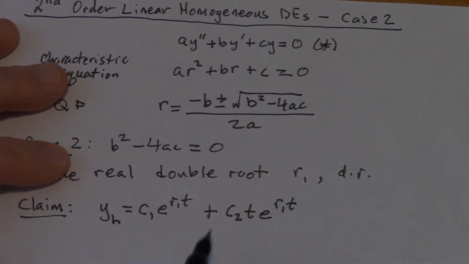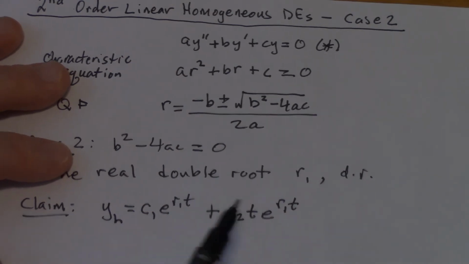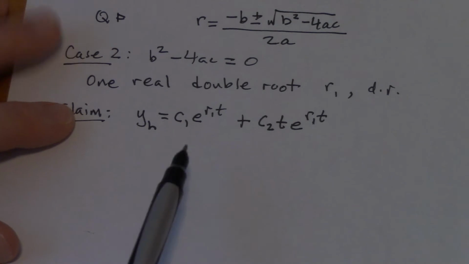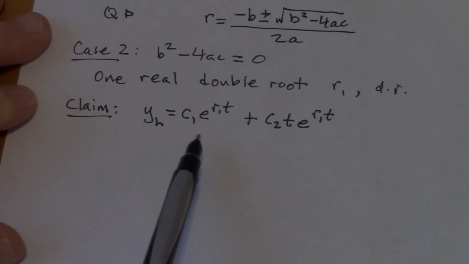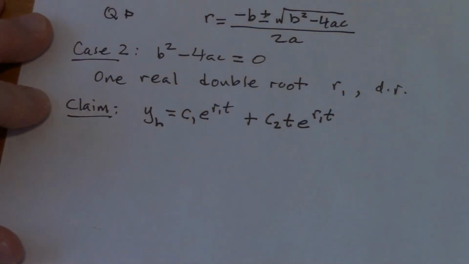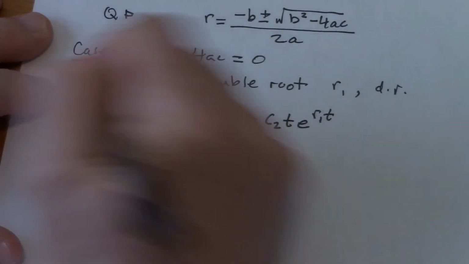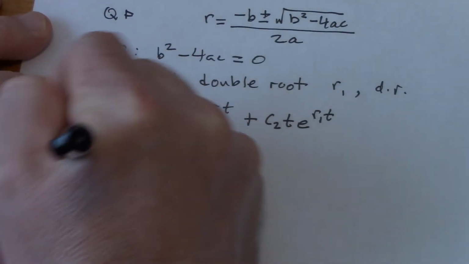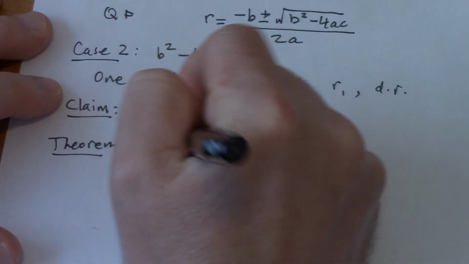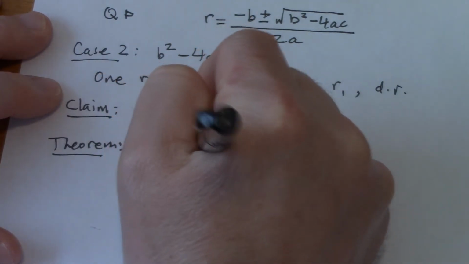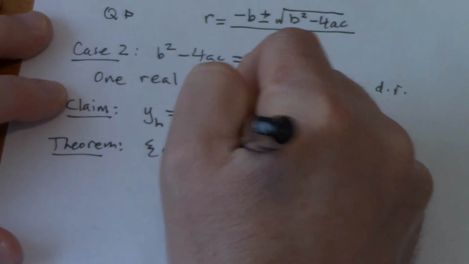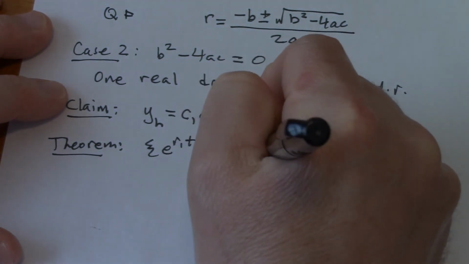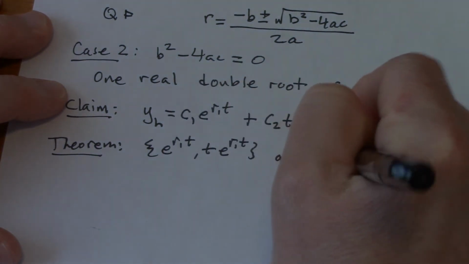Now get used to this. If you have only one thing and you need to make something else linearly independent from it, this is how we do it. We take the thing that we had and multiply it by t, and that makes something that's linearly independent. So I guess a theorem would be that e to the R1t and t e to the R1t are linearly independent.